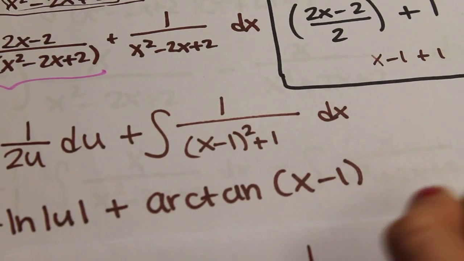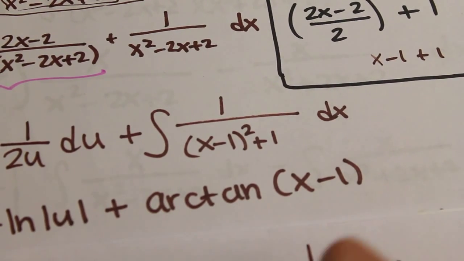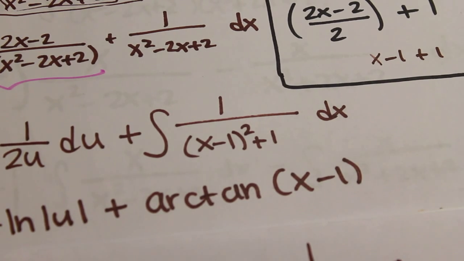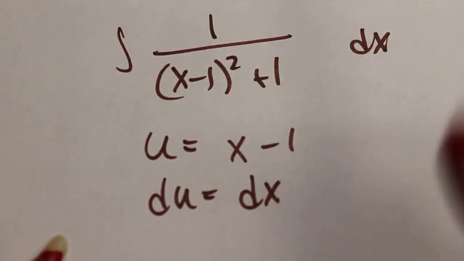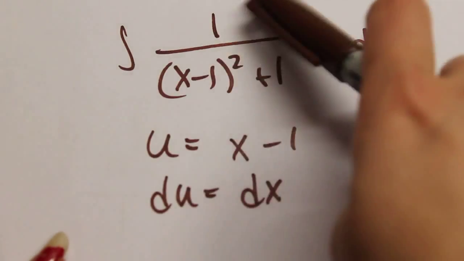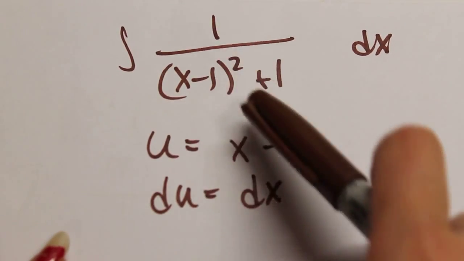So you get 1 over x minus 1 squared plus 1 dx. So we can say let u is equal to x minus 1. We get du is equal to dx. Am I even in here? No. Alright, okay. So again, sorry about that. I did the integral of 1 over x minus 1 squared plus 1.